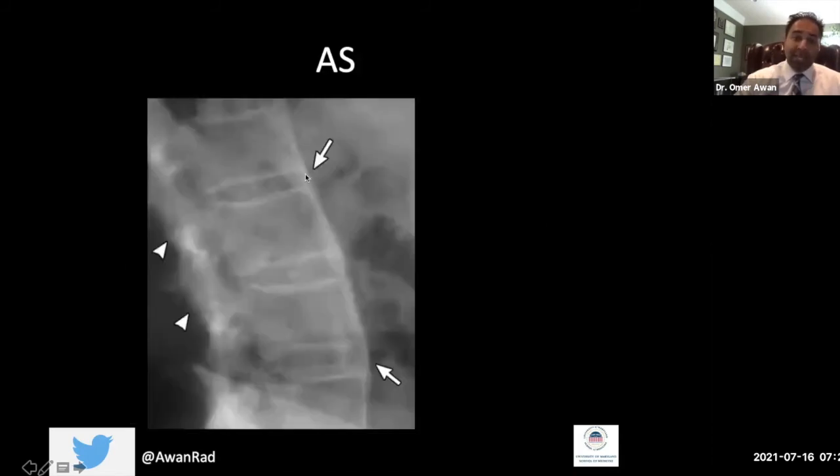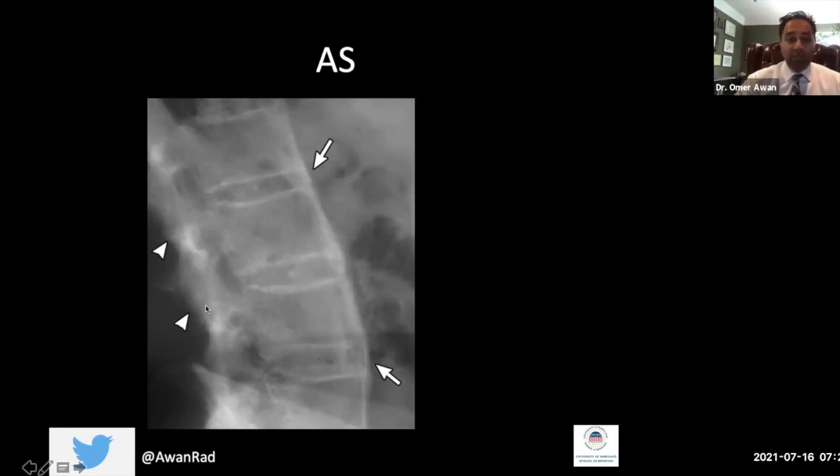This is what syndesmophytes look like. So you get bridging bone from the corner of a vertebral body to the corner of a vertebral body. Remember, it's not comma shaped and it's not going mid-vertebral body to mid-vertebral body like in psoriasis or reactive arthritis. Syndesmophytes, which are only seen in ankylosing spondylitis and IBD, represent ossification of the annulus fibrosus of the disc, corner of vertebral body to corner of the vertebral body.